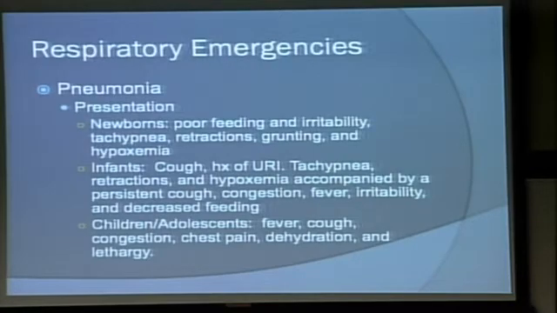But they don't declare their pneumonia quite as easily as the rest of us. Adults cough. Usually in infants we have a history of upper respiratory infection, followed by tachypnea, retractions, hypoxemia. Then the cough is persistent, with congestion, fever, irritability, decreased feeding also, and some go to sepsis, particularly with pneumococcus. Children and adolescents have the same thing: fever, cough, congestion, chest pain, dehydration, lethargy, maybe sepsis.